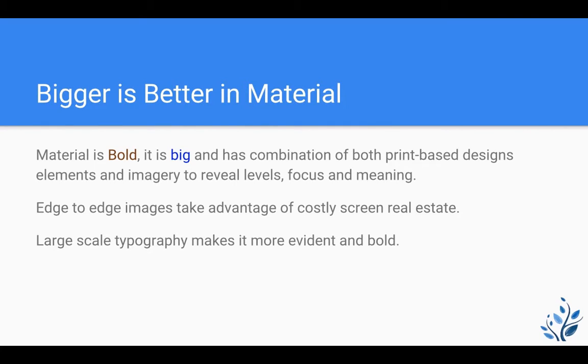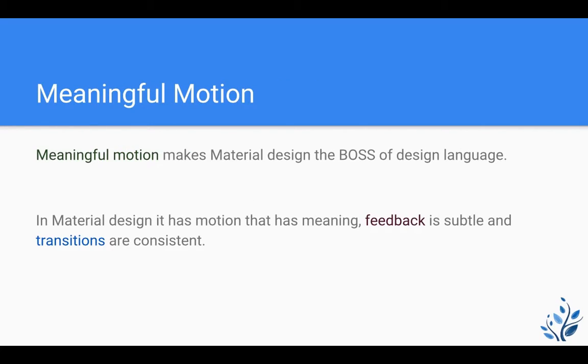For material, everything should be bigger, bolder, brighter and vibrant. Make sure the images go from edge to edge and use every pixel that is available on your screen. The fonts must be big and clear. The motions must be meaningful and add sense to the entire user experience. It should provide feedback to the user in terms of where he is and how he is interacting with the application.